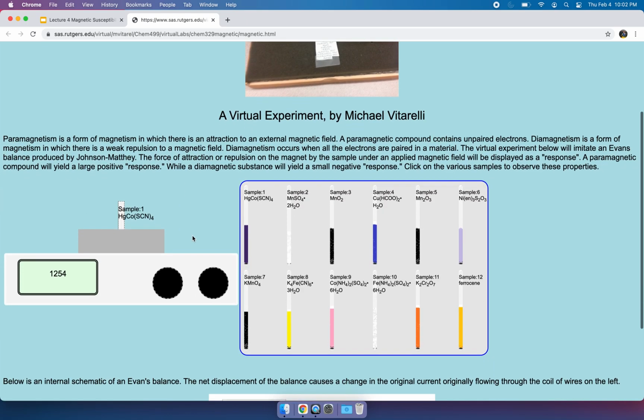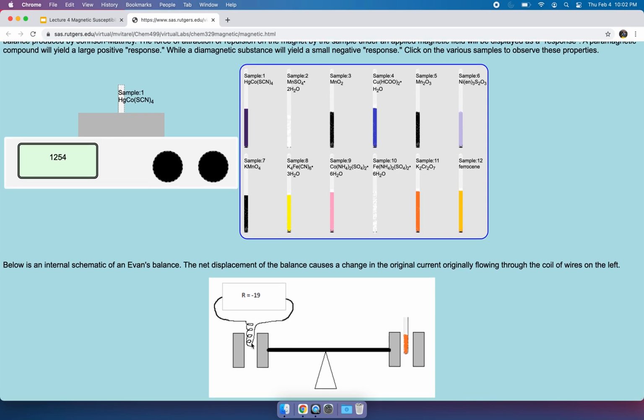Now let's scroll down. I made a simple diagram. That's a coil of wire. Forgive me, I had trouble drawing a coil of wire. This is the internal workings of the magnetic susceptibility balance. So I took my potassium dichromate and pretended to put it into my instrument. So what happens? Potassium dichromate is diamagnetic, so we get a weak repulsion, a small negative number. It's going to be weakly repelled by these magnets.